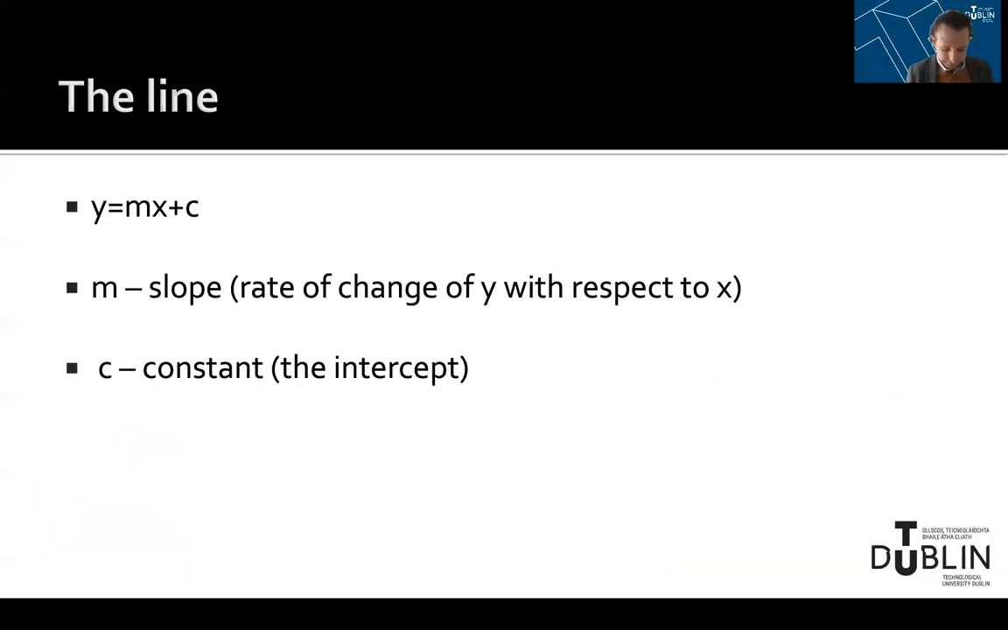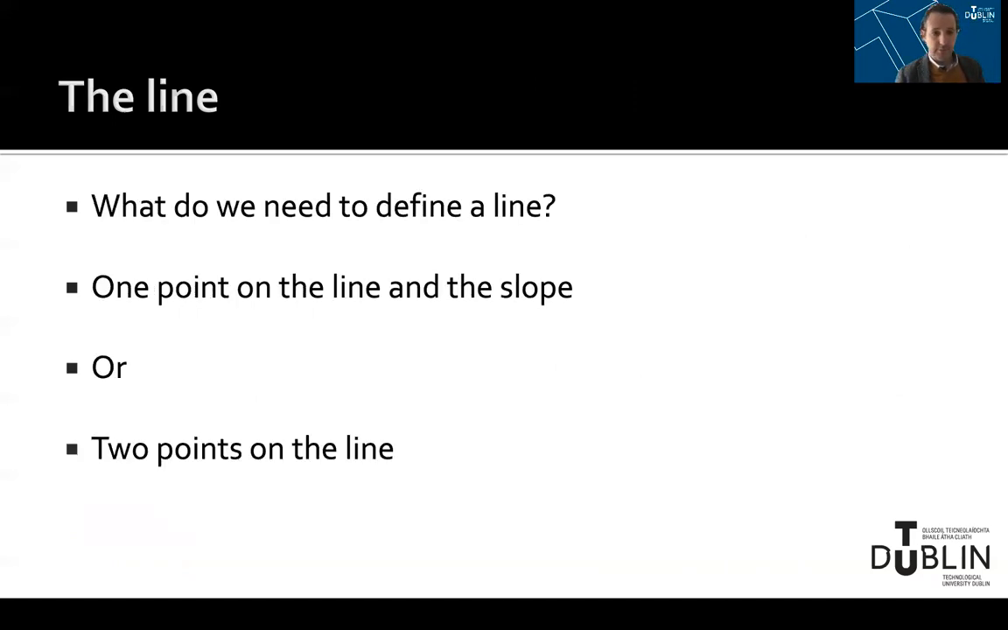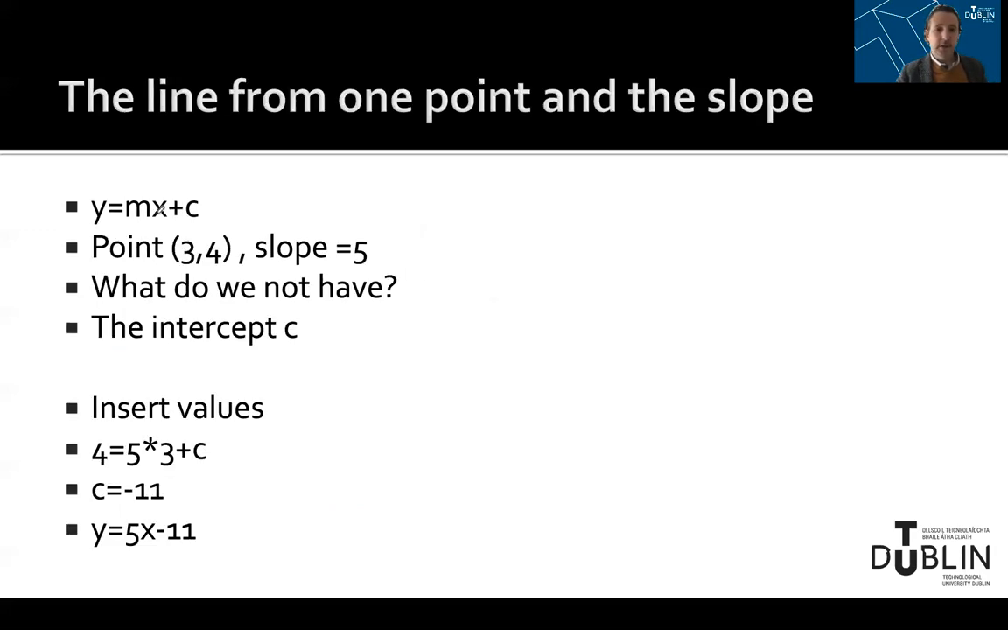To get the line, we have something that's a slope, and we have a constant. What do we need to define this line? To define this line, we need a point on the line and the slope, or 2 points. y2 minus y1 over x2 minus x1. Always remember that formula. So that means we have two different ways of defining it.